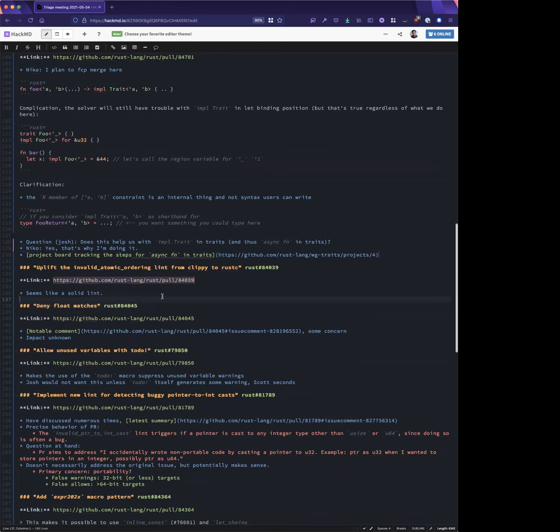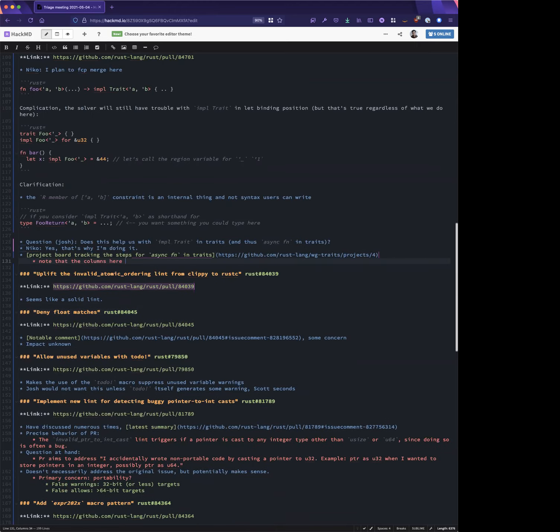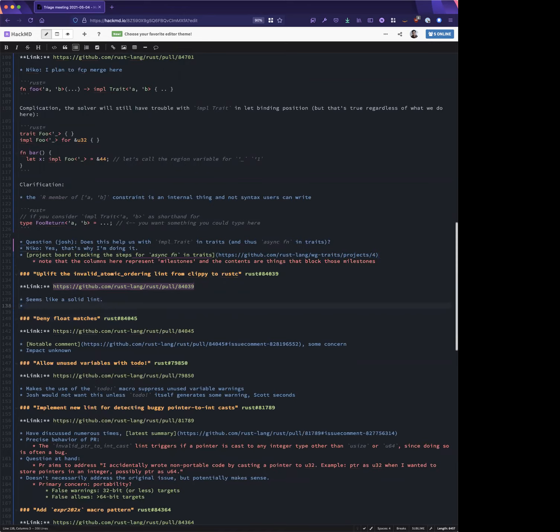Okay. Anything else before we go on to 84039? Nope. Okay. We have a proposal to uplift the invalid atomic ordering lint from Clippy to RustC. For context, we have previously requested that individual uplifts from Clippy to the language should come one at a time so that we can get an explanation and justification for each one. So this seems to be following that process, and there's a fairly specific lint here that makes sense.